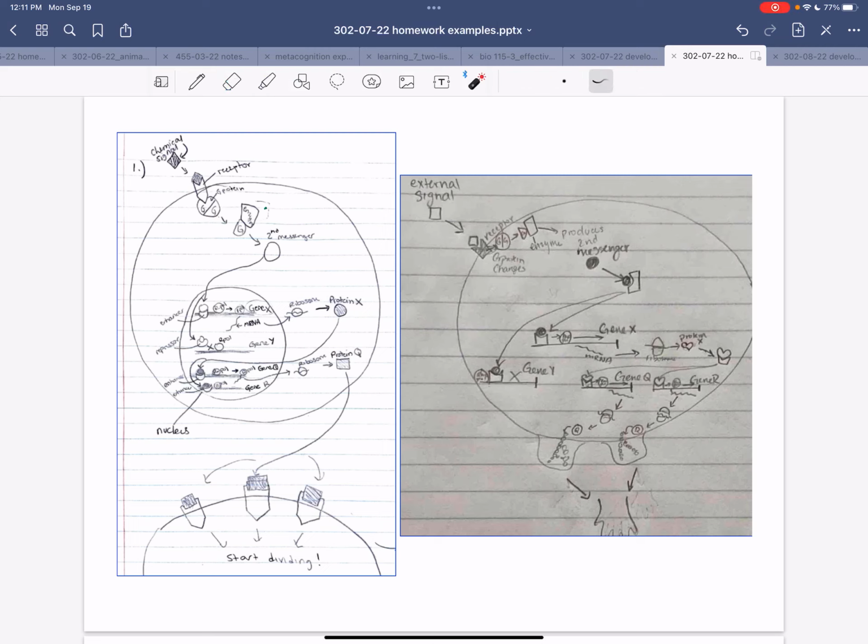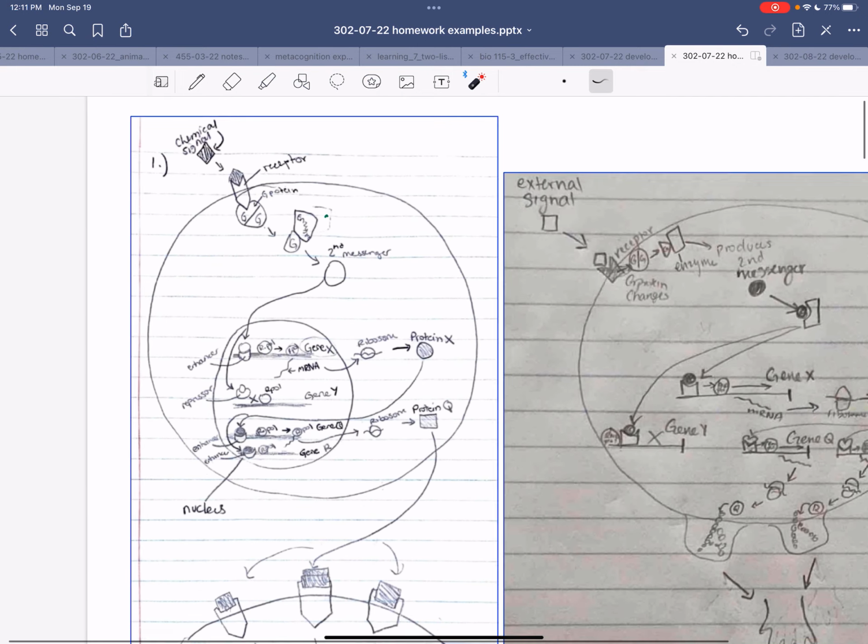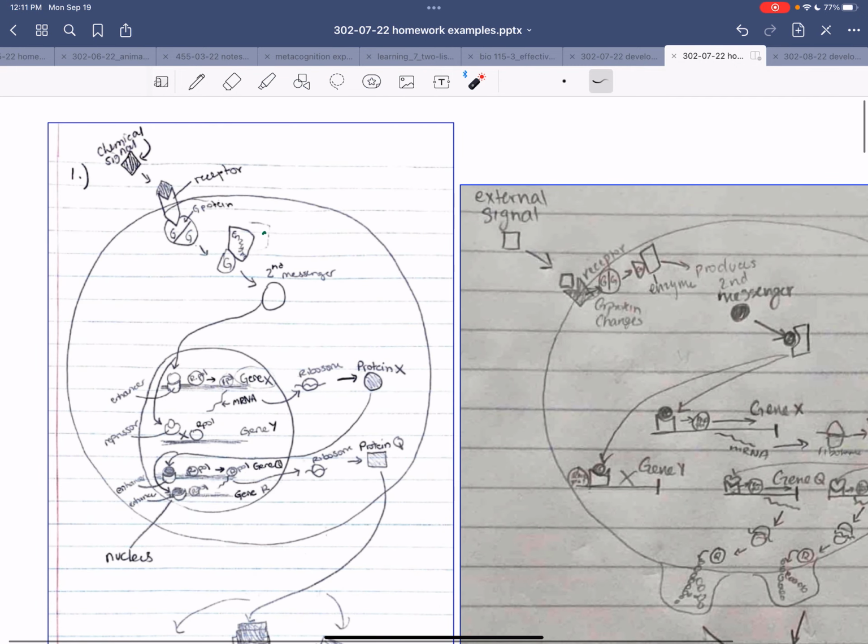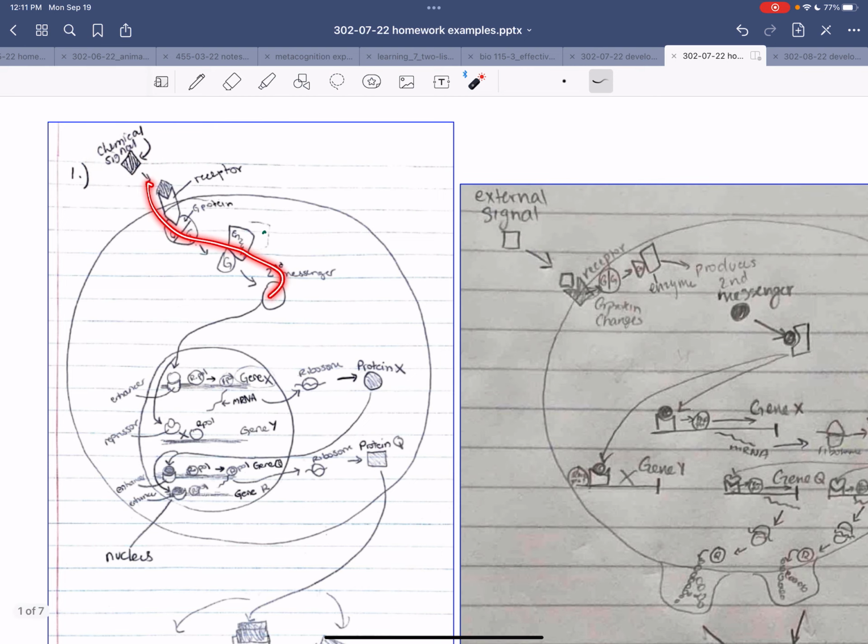For day 7's homework, there were 2 questions. The first one was trying to take a chemical signal, and that signal causing expression of protein X. By expression, we mean producing the protein from gene X. So expression of gene X would get you protein X.